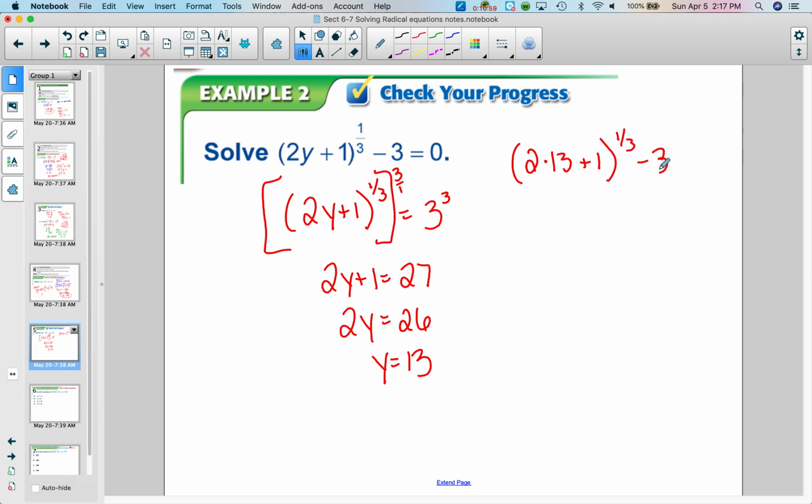If I plug in that 13, we are hoping that we get 0. So here 26 plus 1 is 27. The cube root of 27 is 3 minus 3 is 0. It works, and there's my answer.